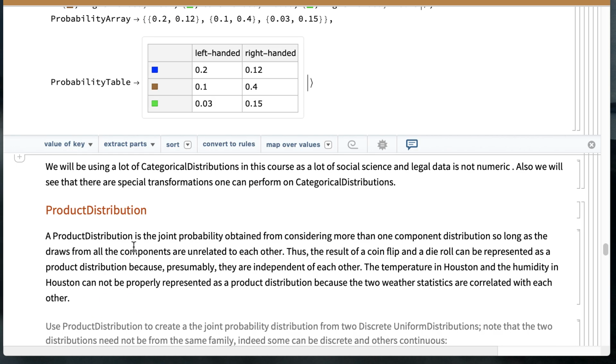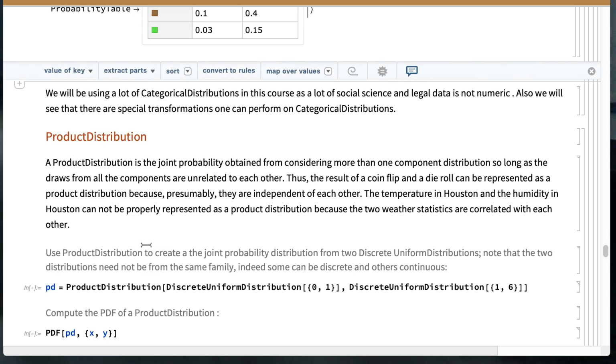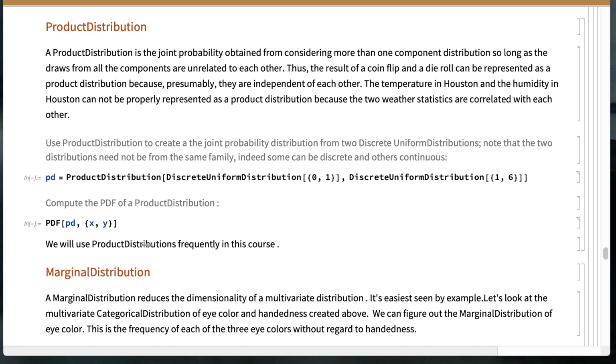We're going to be using categorical distributions a lot because social science and legal data often doesn't produce numbers. It's just sort of things. All right, product distributions. Product distributions are when you take two distributions, and you assume that their joint probabilities are independent of each other. That is, knowing what the outcome from one of the distributions is doesn't help you figure out what the output from the second distribution is going to be. And so the way you basically get a given probability is you just multiply the probabilities together.